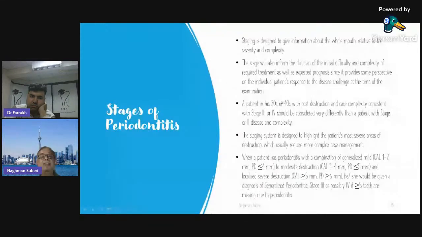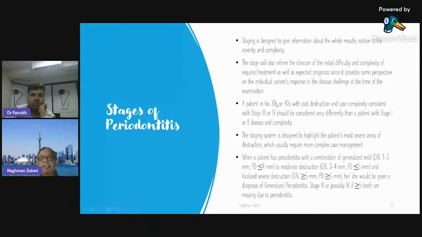A patient in their 30s or 40s with past destruction and case complexity consistent with stage 3 or 4 should be considered very differently because age matters. Younger the patient, poorer the prognosis of periodontal disease. Elderly the patient, aged the patient, we will be giving them a better prognosis, and we consider it a case where prognosis is going to be much better.